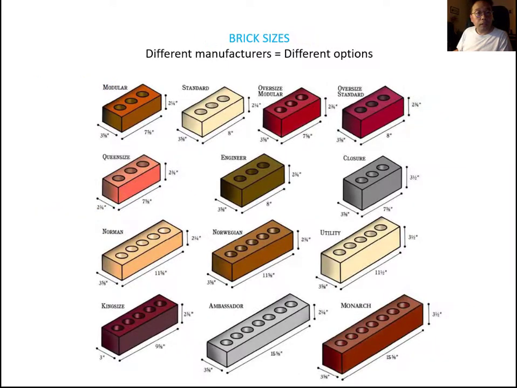Next, we talk about the brick size. Different manufacturers make different options, but the most typical is the modular brick size you can see here. However, nowadays Ambassador, Norwegian, and Monarch are also horizontally longer. The wide brick module is also very popular because of the Columba Museum, you remember from the front page. Peter Zumthor used this wide brick. After that, many architects try to use this wide brick for their designs. It's very trendy to use the wide brick for projects.